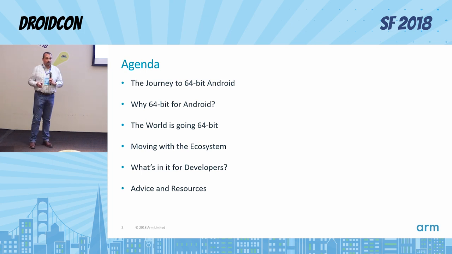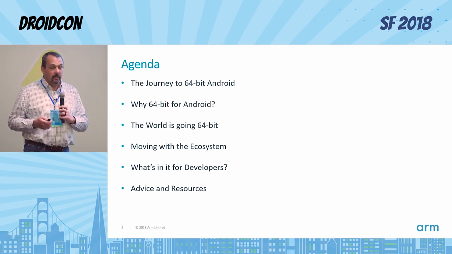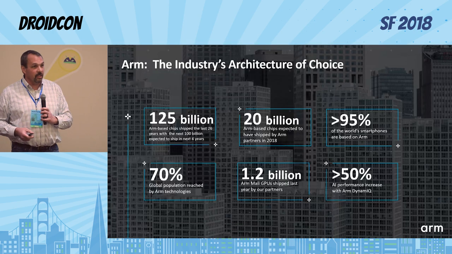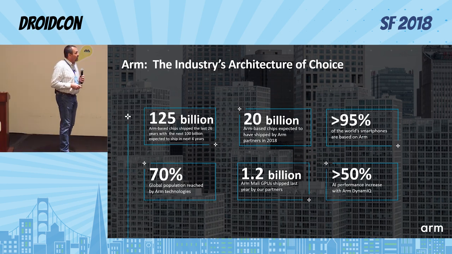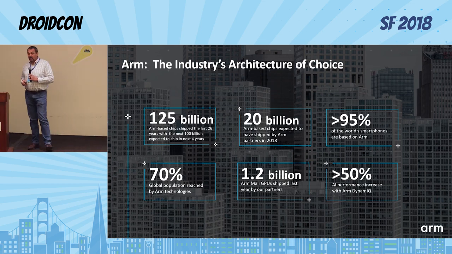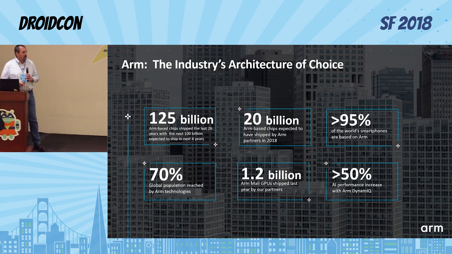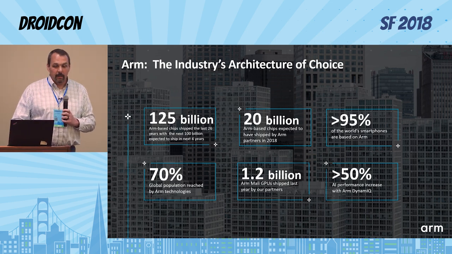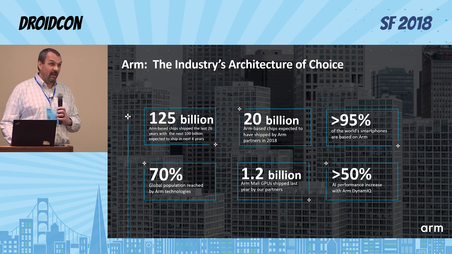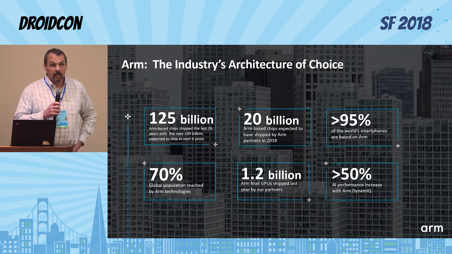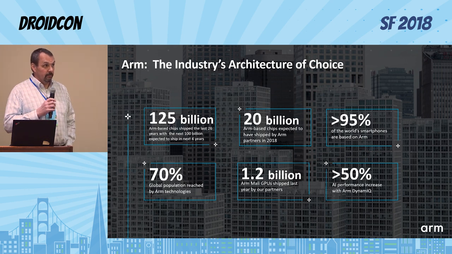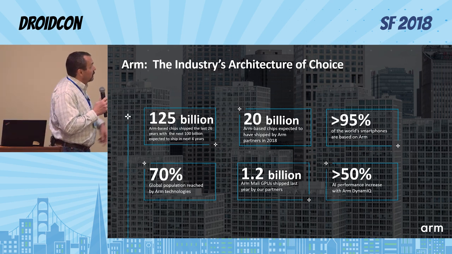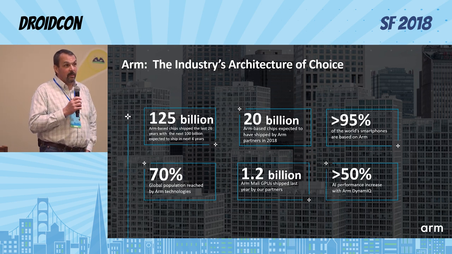I'm not going to go through the agenda, but this is the stuff that we're going to be touching on. I'm not sure how much you know about ARM, but ARM has been around for about 26 years. We've shipped about 125 billion chips with ARM technology in it. We account for about 95% or more of smartphones in the market today. The interesting thing is we've actually shipped 20 billion chips just in the past year alone.